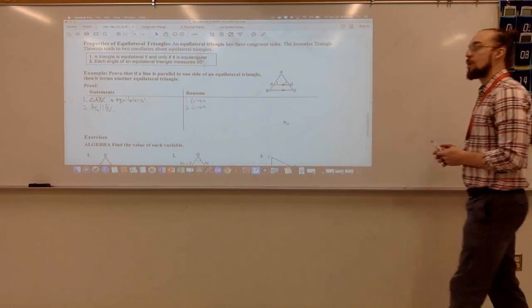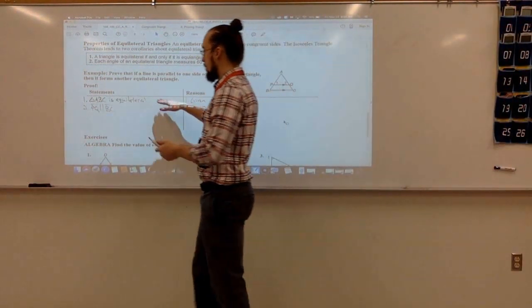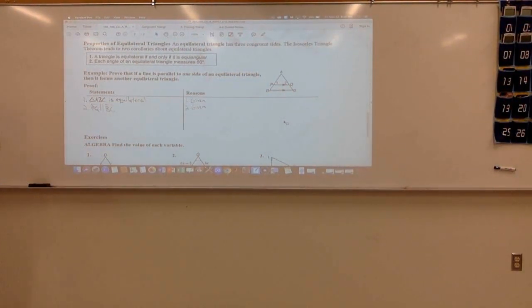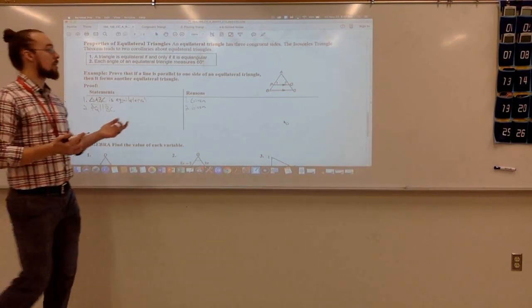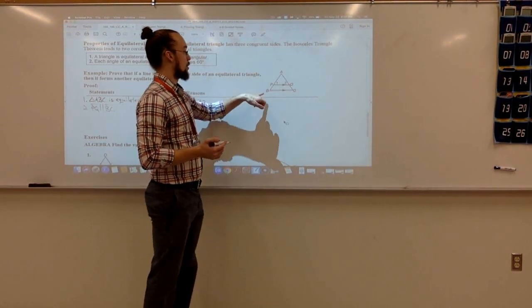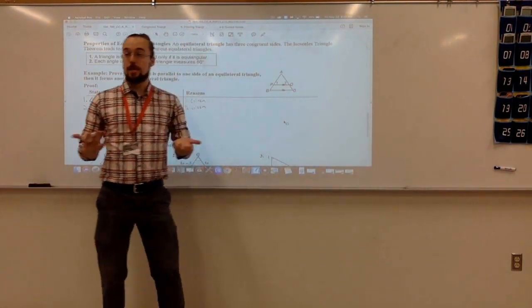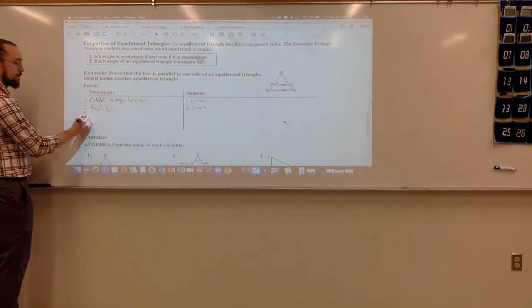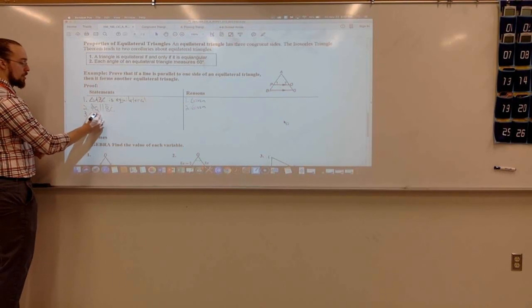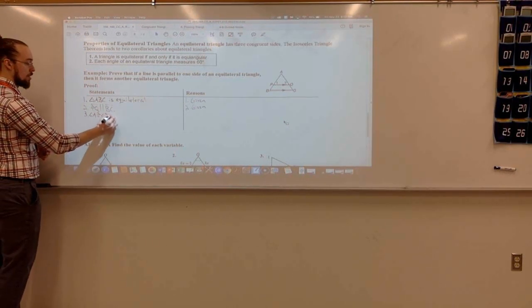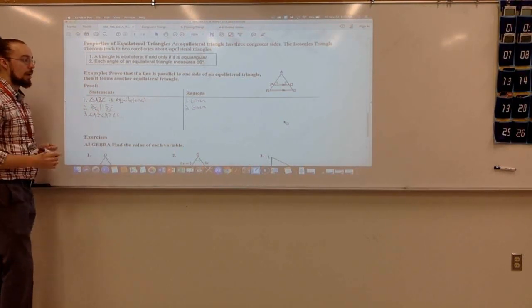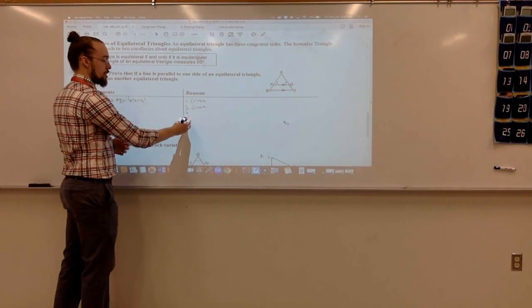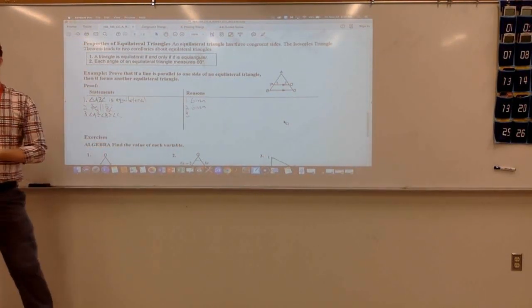Okay, so if I know that ABC is equilateral, what do I know about all of its angles? They're all going to be the same, right? So I could say angle A is congruent to angle B is congruent to angle C. All three of those angles will be congruent. And that's just the definition of equilateral, right?